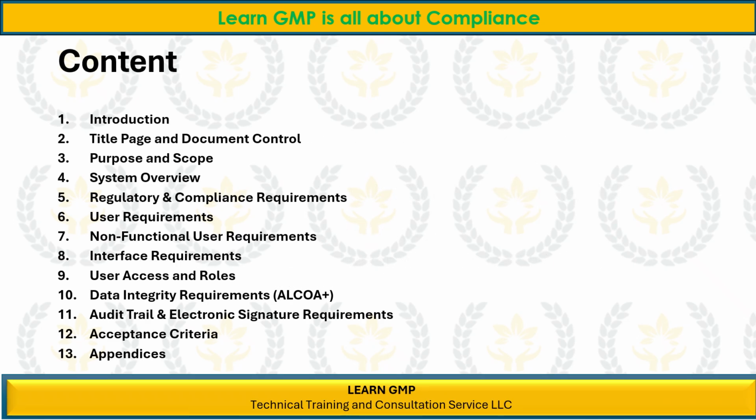Here is the content: how to design the User Requirements Specification, URS. Introduction. Title page and document control. Purpose and scope. System overview. Regulatory and compliance requirements. User requirements. Non-functional user requirements. Interface requirements. User access and roles. Data integrity requirements, ALCOA Plus. Audit trail and electronic signature requirements. Acceptance criteria and appendices.